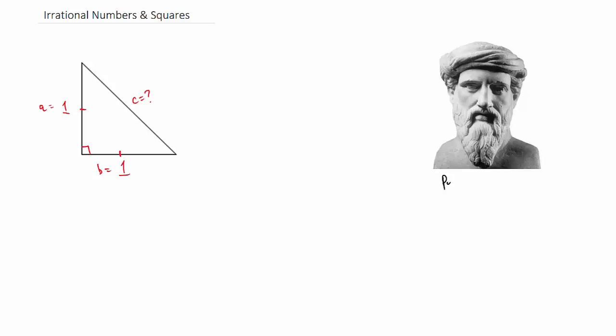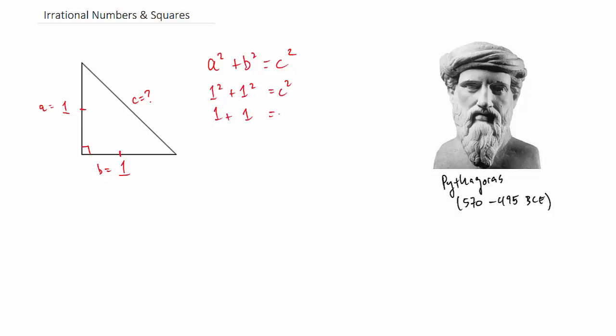Now, we all know this guy. His name's Pythagoras. He lived in ancient Greece about 2,500 years ago. And we've all used his theorem, a squared plus b squared equals c squared, to solve right triangles. So, if we try to solve this right triangle, we find that this hypotenuse ends up being the square root of 2.